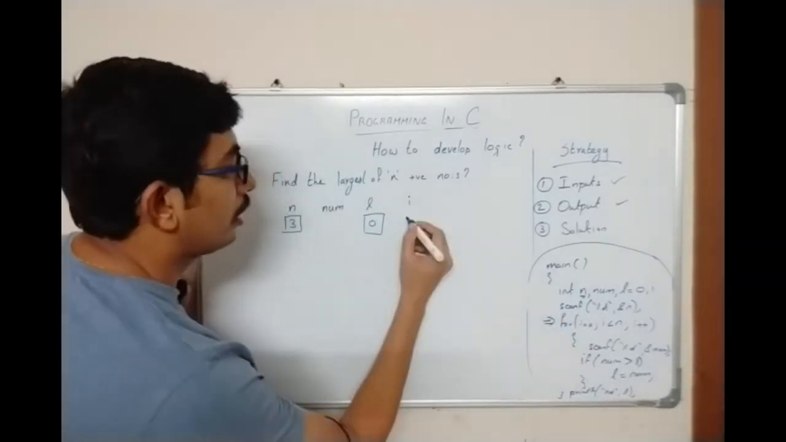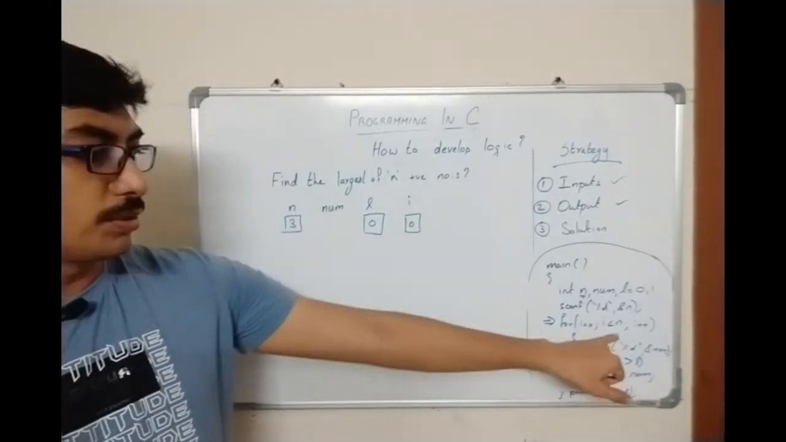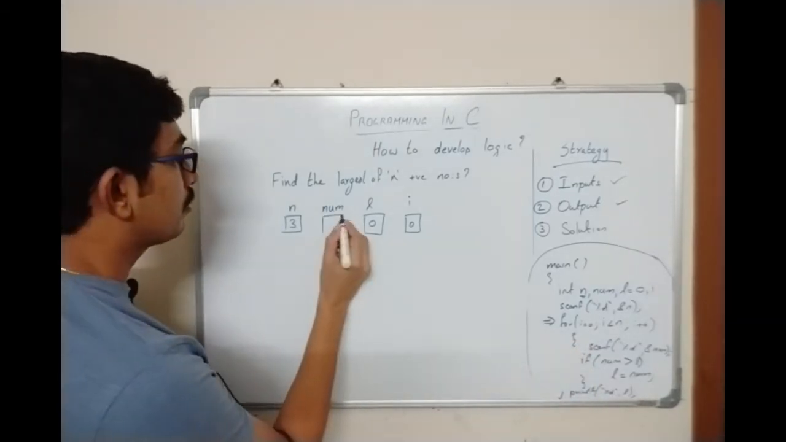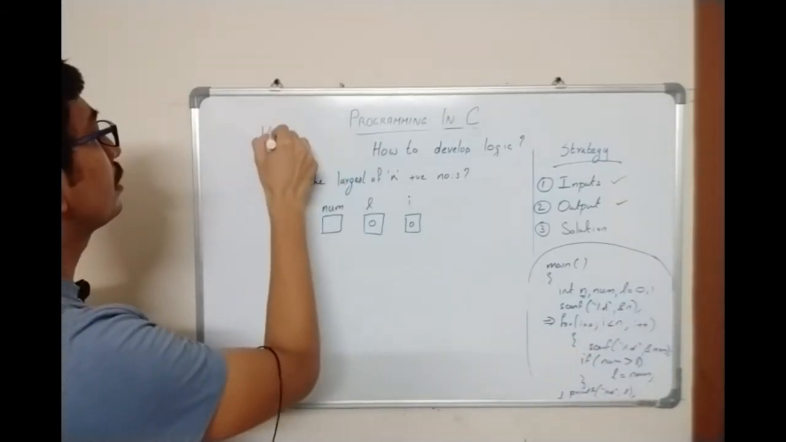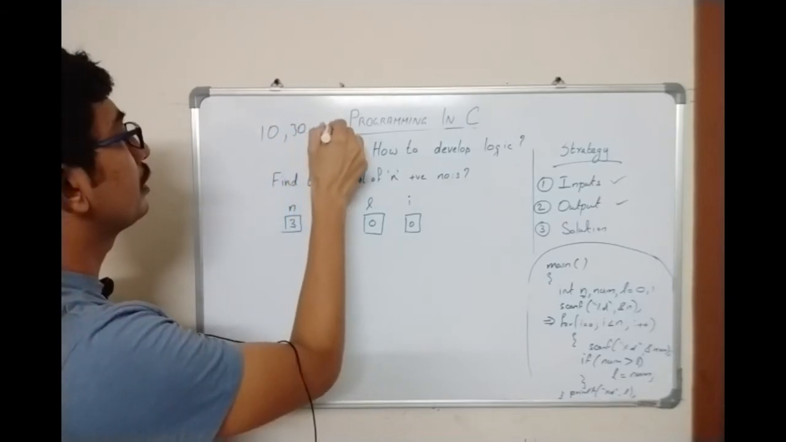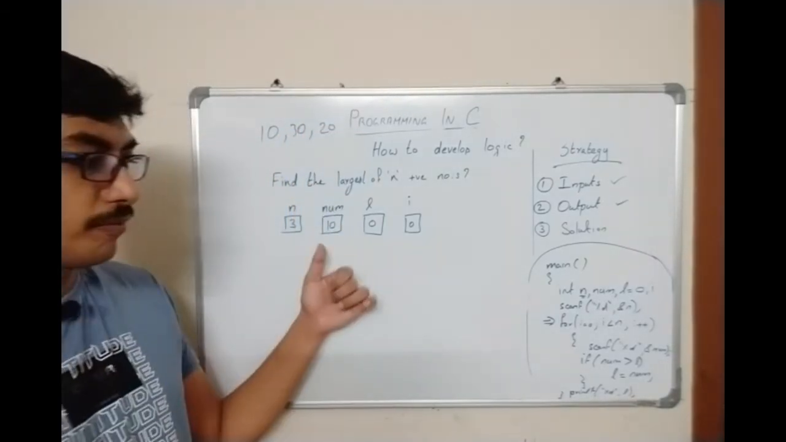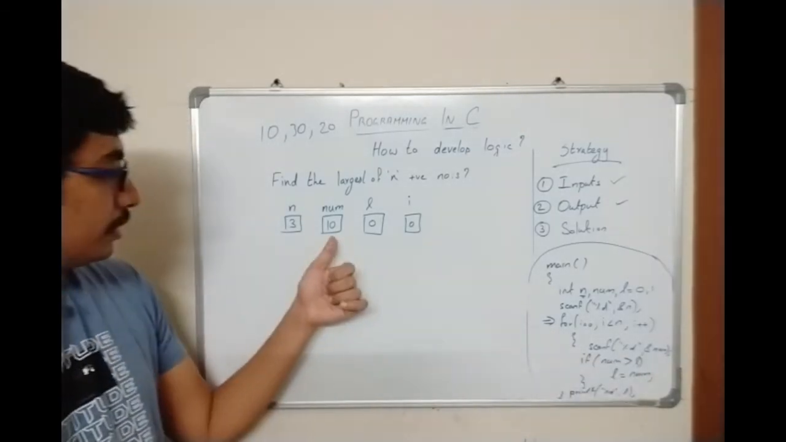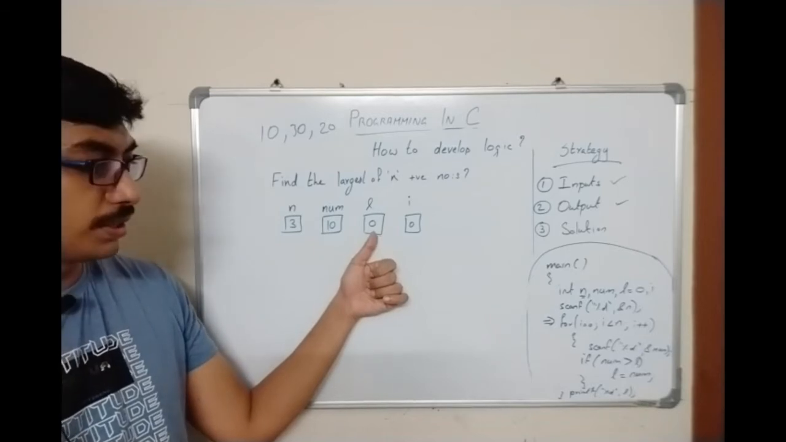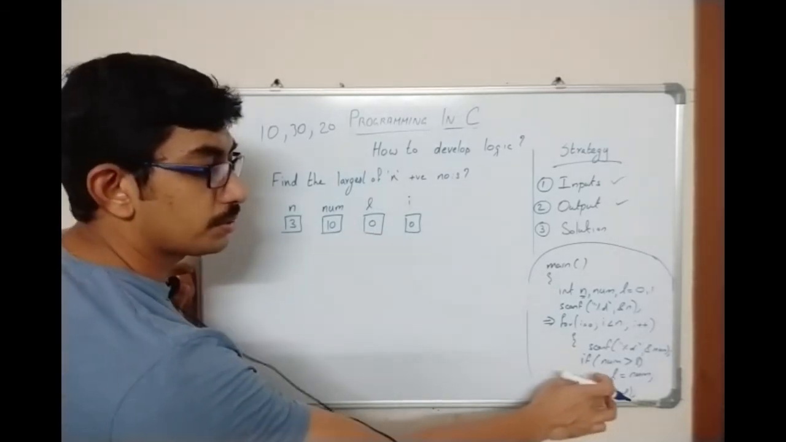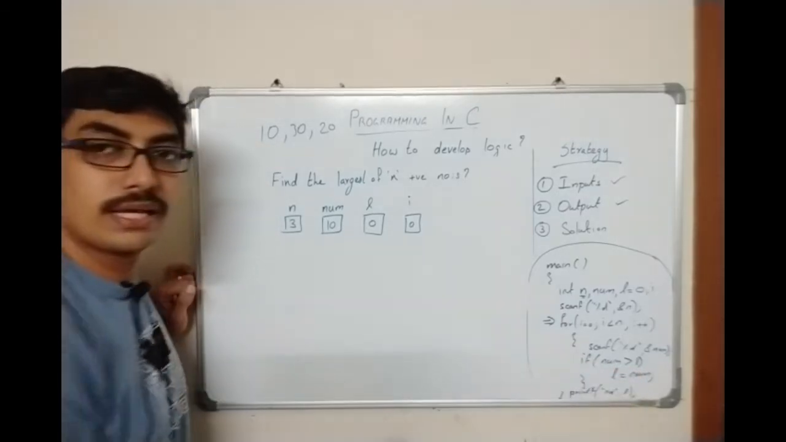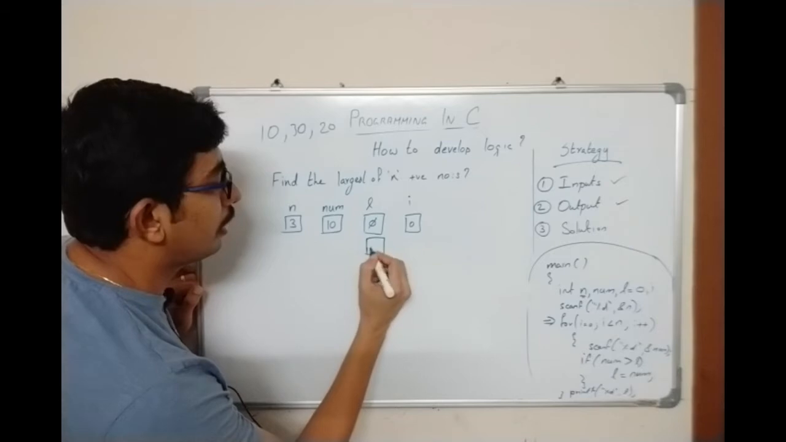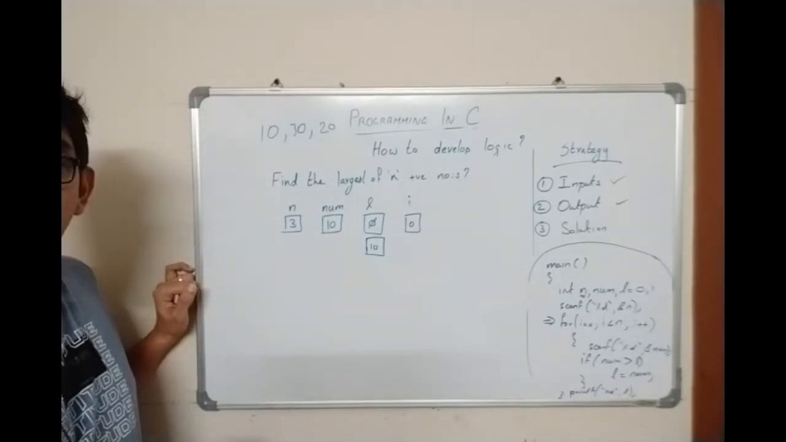Initially the value of i is 0, and 0 less than 3, so the condition is true. You are going to read the first number. Suppose my numbers are 10, 30 and 20. So num will have the value 10. I am checking whether num is greater than L. 10 is greater than 0, the condition is true. I am modifying the value of L: L is assigned the value in num. So instead of 0, the value in L will now be 10.